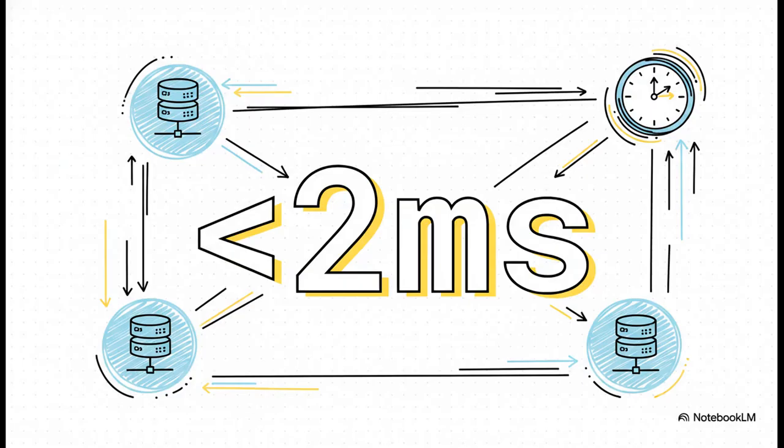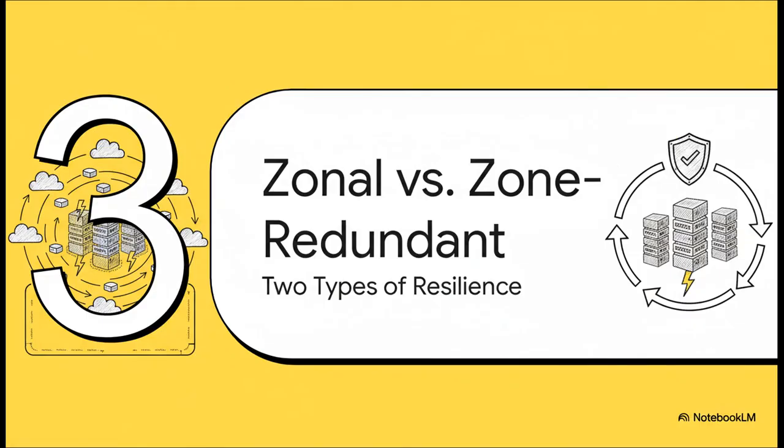Now, you might be thinking, okay, if these data centers are physically separate, that must add a ton of lag, right? But get this, Azure's networking that connects these zones is so high performance, we're talking about a round-trip latency of less than 2 milliseconds. That is ridiculously fast. It's fast enough to let you do things like synchronous data replication without your users ever noticing a performance hit.